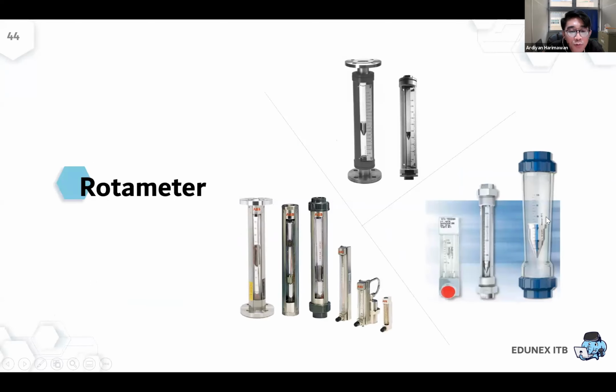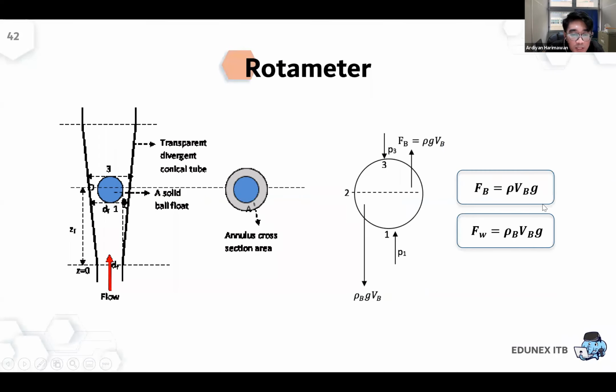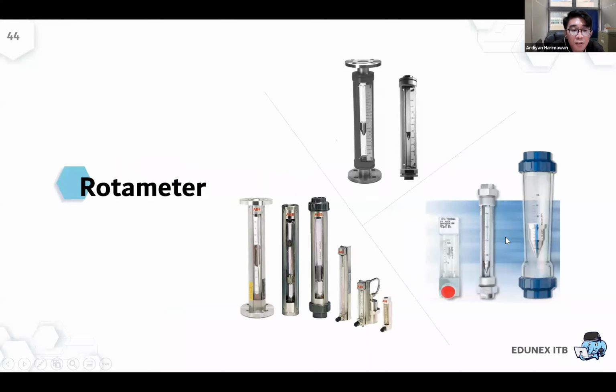How to get the value? It means you need to calibrate. You need to calibrate between the gas flow rate and the height of the ball. But since it is influenced by buoyancy, the density of the fluid is also important. The density of the gas is also important.